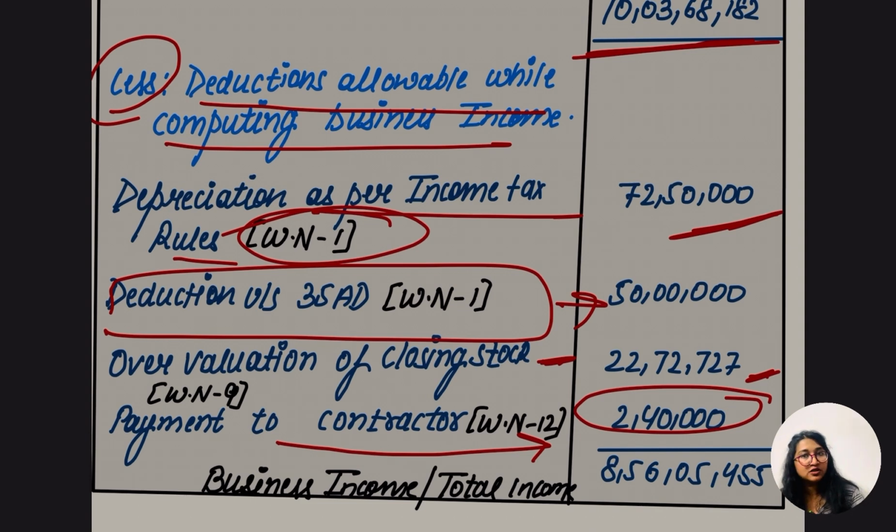Overvaluation of closing stock is to be reduced, right? What if this is undervalued? Then in that case we are going to take the vice versa, meaning the opposite adjustment. Okay, so this is 22,72,727. Okay, what about the payment to contractor? In this case 30% was disallowed, right? Yes, so 240 is going to be disallowed.